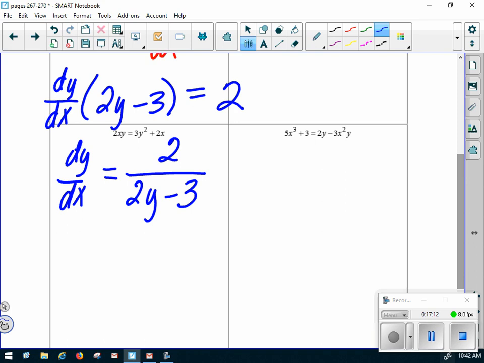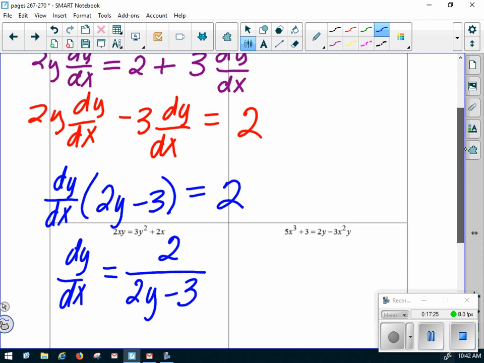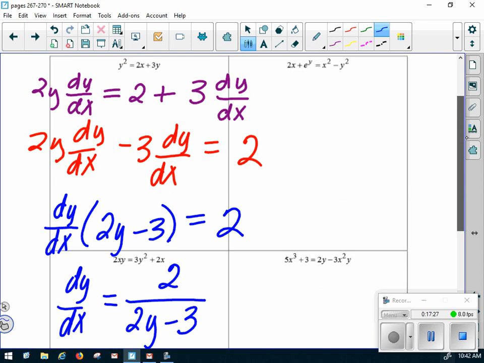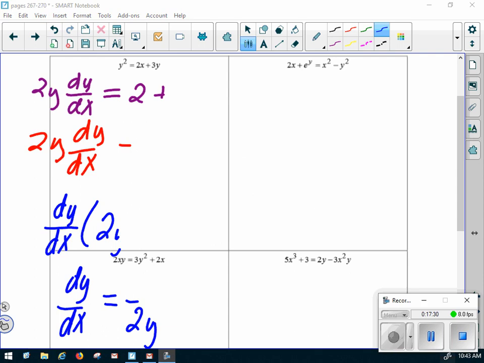Now please notice, this is a derivative where in order to find it, you'd have to know the y value of a point, okay? Tell me if you get stuck. Okay, you got it? Now let's take a look at the second one. I want us to look at that e to the y bit first.